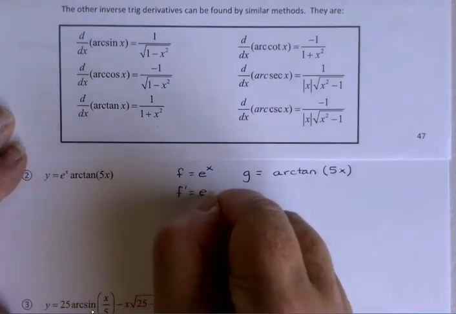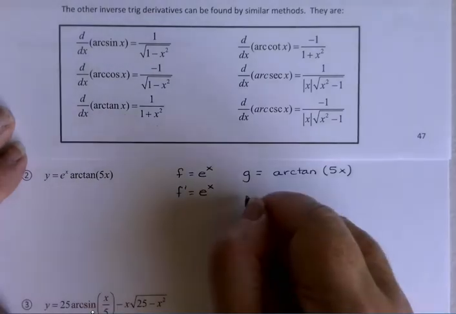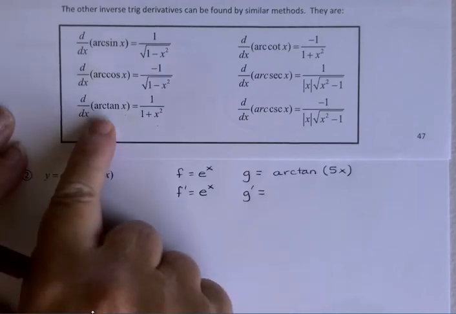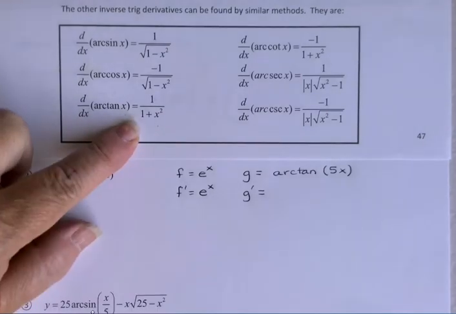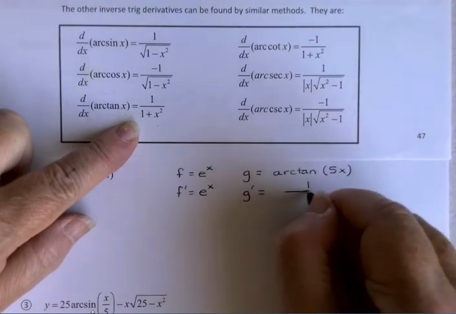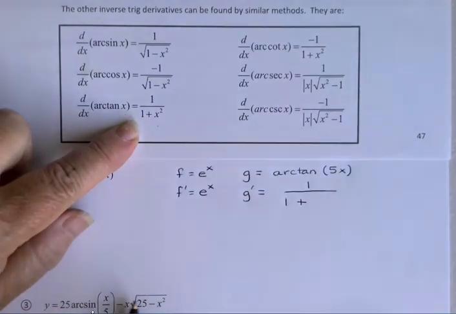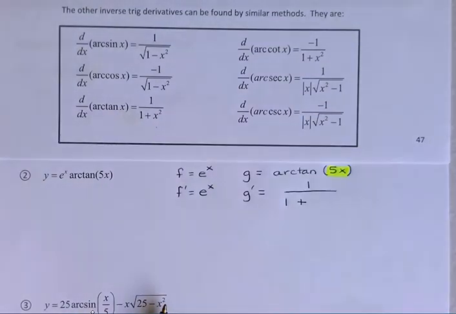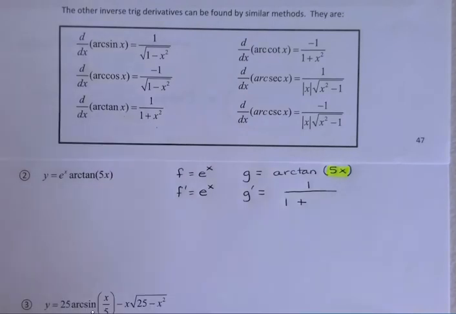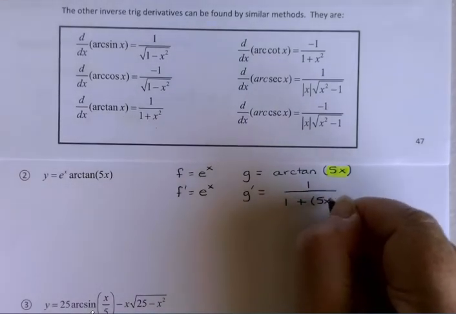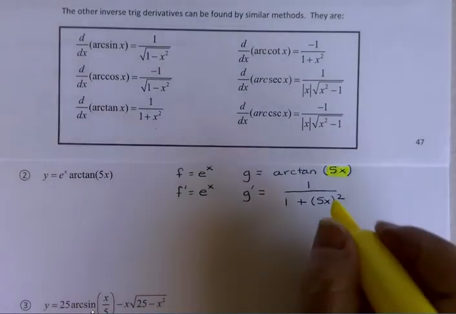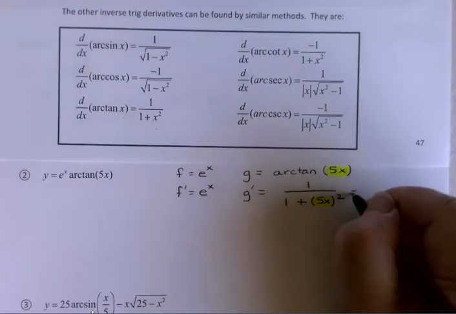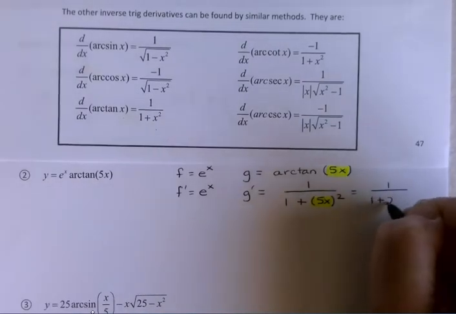F prime, nice and simple, still e to the x, right? G prime, I need the arctangent derivative, which here says 1 over 1 plus x squared. So I'd have a 1 over 1 plus, but again, I didn't just have x, I had 5x. So instead of x squared, I'm going to have 5x squared, or 1 over 1 plus 25x squared.